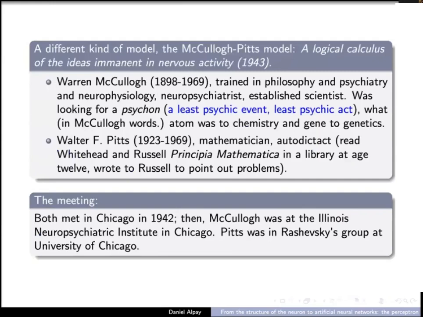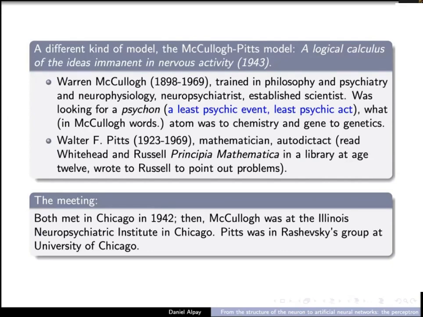So let me say some words on McCulloch and Pitts. They are two completely different persons, and then the model they made. McCulloch had philosophy, psychiatry, and neurophysiology. He was a neuropsychiatrist, and he was looking for what he called a psychon, an elementary unit of a thought, of a least psychic act. I don't think he did very much on it, but that was his dream. That would be the atom to chemistry. And Pitts was totally the opposite. He was a runaway guy. He was a mathematician.